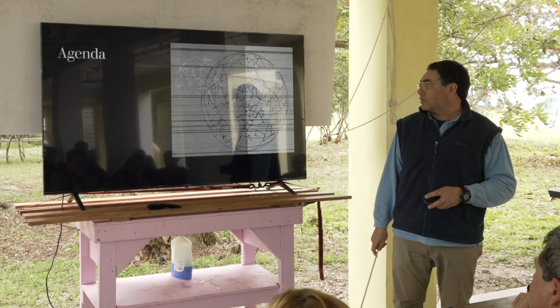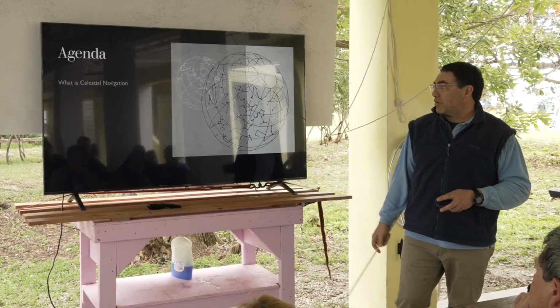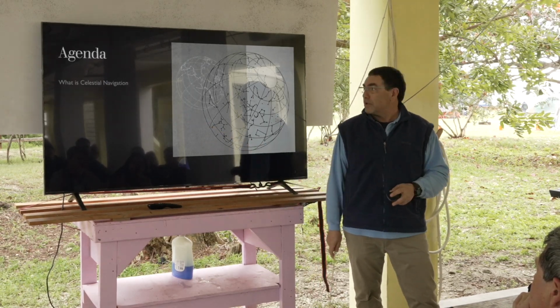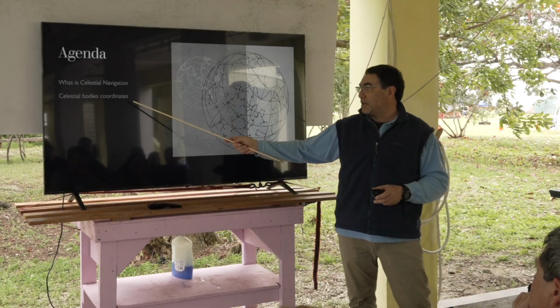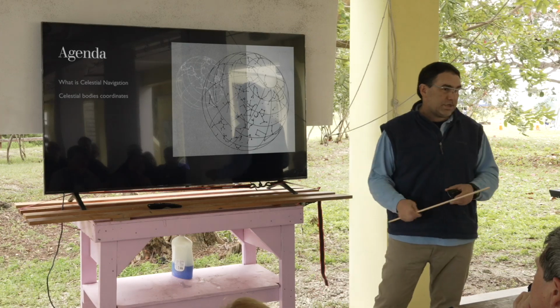Let's go with this one, okay? Let's see how it works. But let's talk a little bit about the agenda, okay? We want to talk a little bit about what celestial navigation is, so you can understand what it is. We're going to talk a little bit about the celestial body coordinates, which are a little different than the coordinates that we use in astronomy.